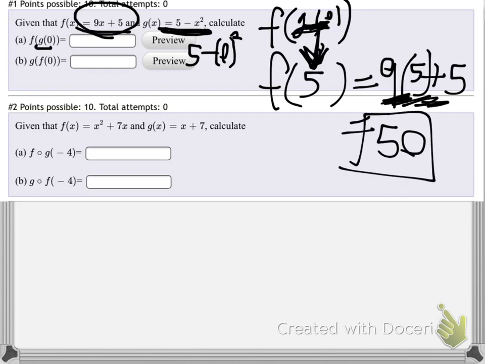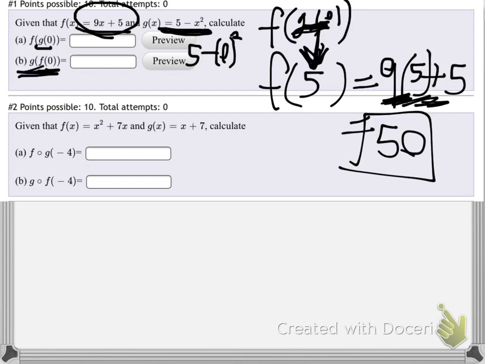It's the same kind of thing as you go throughout all of this: we plug into the inner function first. In the reverse case, it would be f of 0, and then we'll figure out that answer, and then we'll do g of the answer.